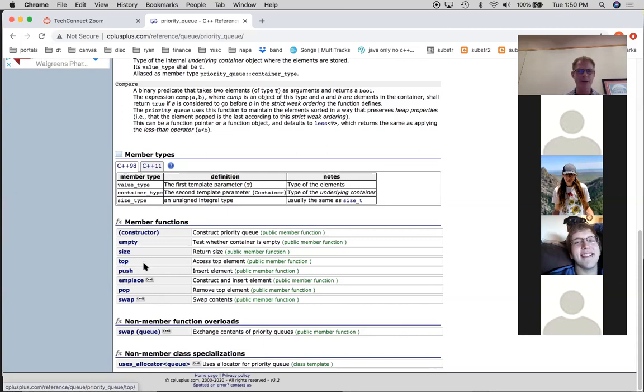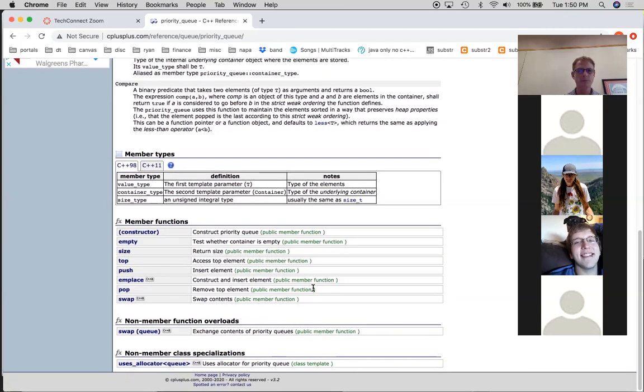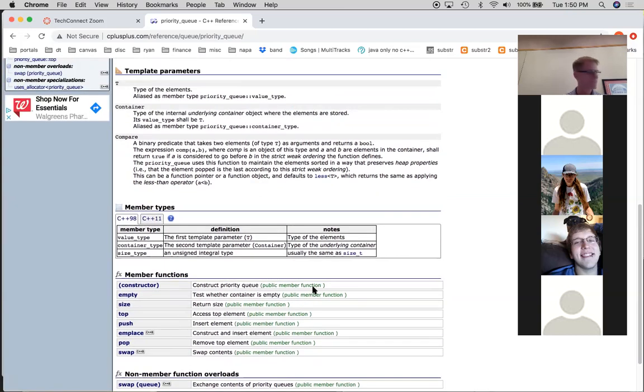So you can imagine a data structure where you push things into the data structure, you take out the item that has the highest priority, or you look at the item that has the highest priority. And that's all you have access to.